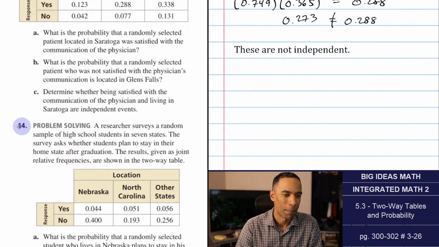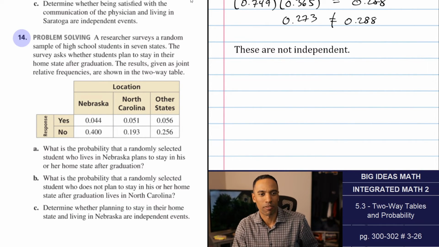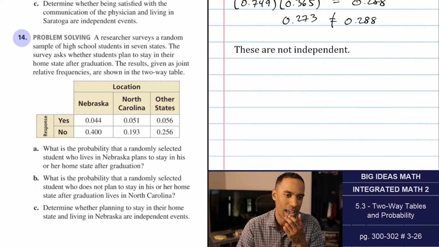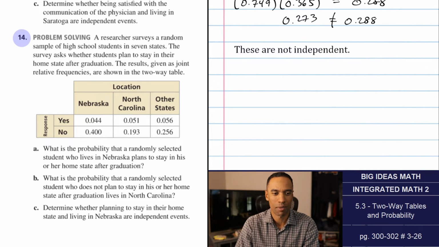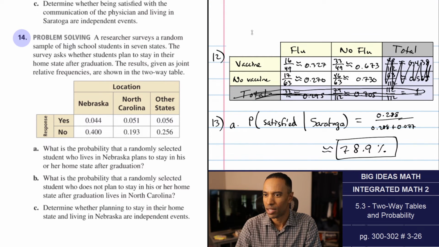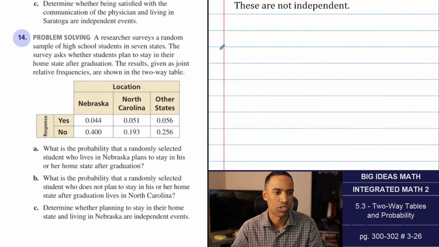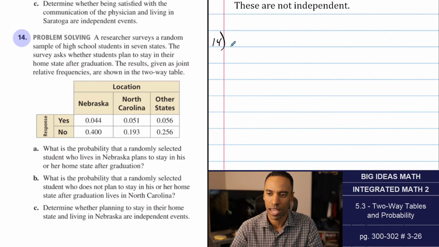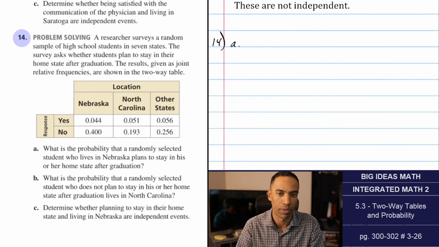Number 14. Problem solving. A researcher surveys a random class sample of high school students in 7 states. The survey asks whether students plan to stay in their home state after graduation. The results given as joint relative frequencies are shown in the two-way table. So, same kinds of questions as before. How did I use this last time? I didn't make a table. I just used the ones they had there. So, part A, 14A. What is the probability a randomly selected student who lives in Nebraska plans to stay in his or her home state after graduation?